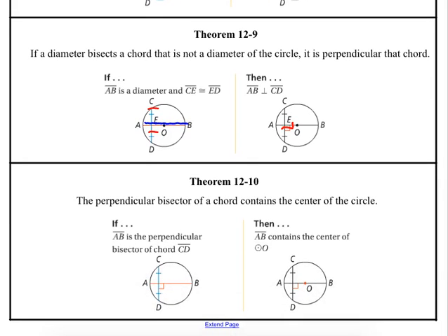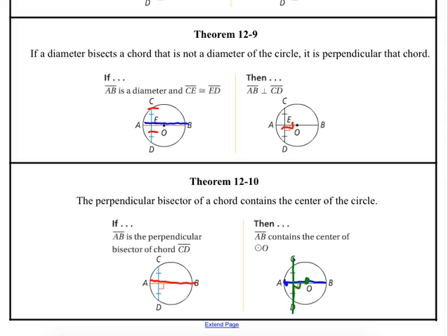Now this last one here, the perpendicular bisector of a chord contains the center. Well, that is so true, because what do we know about a diameter? Diameter must go through the center. So again, if we have a diameter that is a perpendicular bisector to our chord, then obviously it goes through the center of the circle.